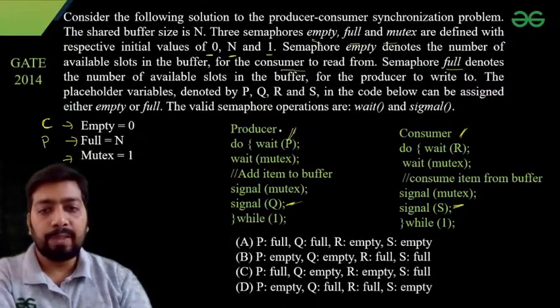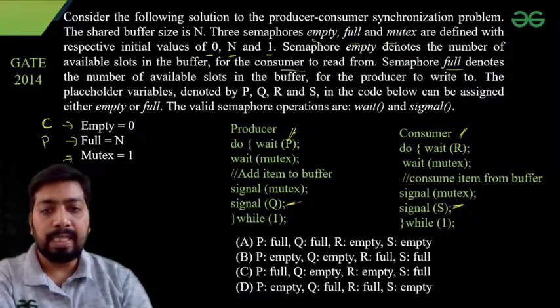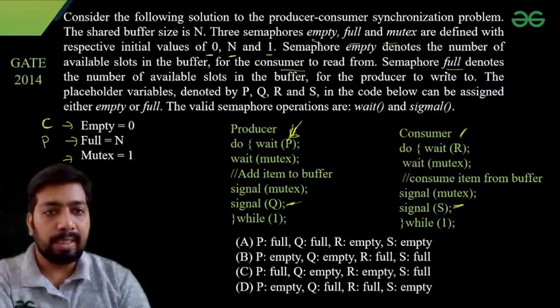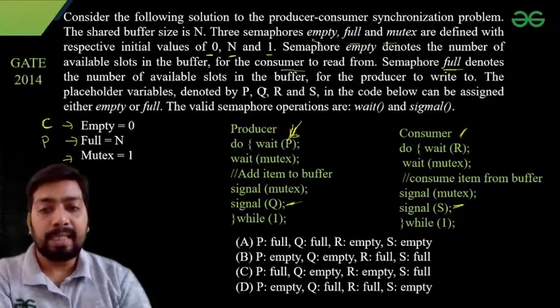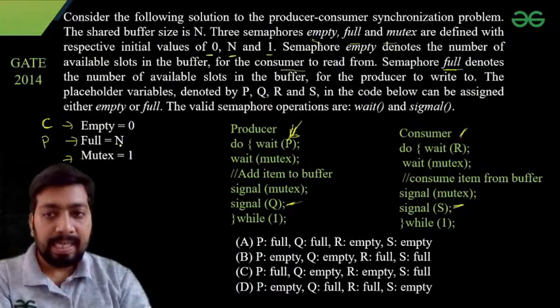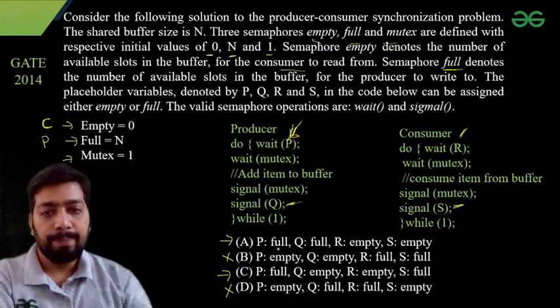So let's see. First of all, to produce any item, the producer first needs to perform a wait operation on full. Why full? Because for the producer, it is written here, semaphore full denotes the number of available slots. So it will decrement the full value, which right now is n, so first P should be full. There are two options where P is full: A and C. So only these two can be the answer. B and D cannot.